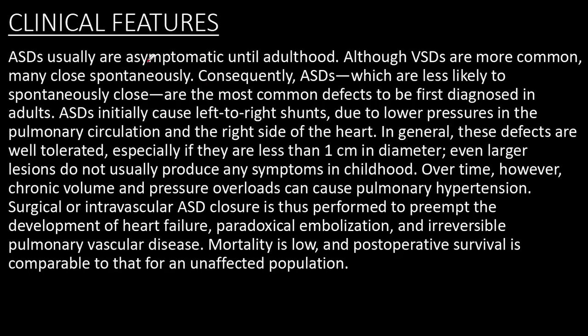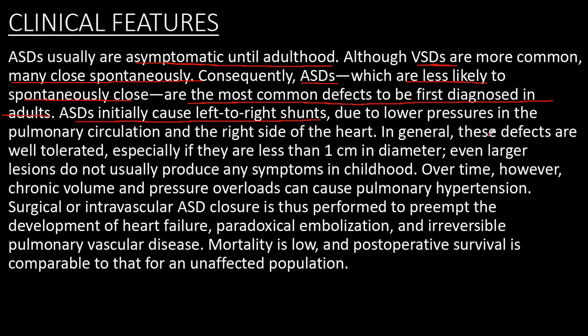Now, how do they present? They are asymptomatic until adulthood. Although VSDs are more common, many VSDs close spontaneously. Consequently, ASDs, which are less likely to spontaneously close, are the most common defects to be first diagnosed in adults. ASDs initially cause a left-right shunt. You know why, but they can undergo Eisenmenger syndrome, shunt reversal.